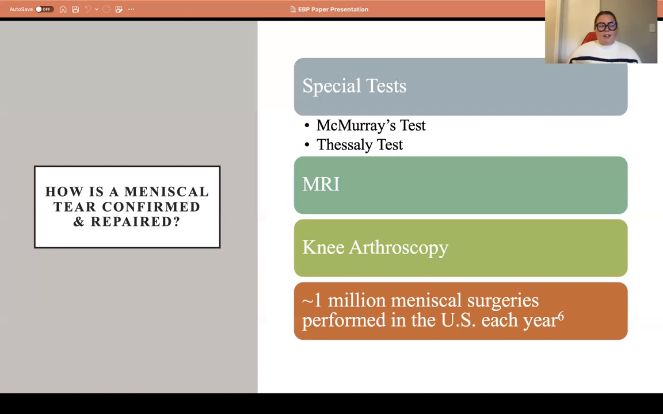but not everybody has to have a meniscus tear repaired. It is based on the type of tear, the size and location of the tear, the patient's age and activity level and lifestyle, and if there are any related injuries.